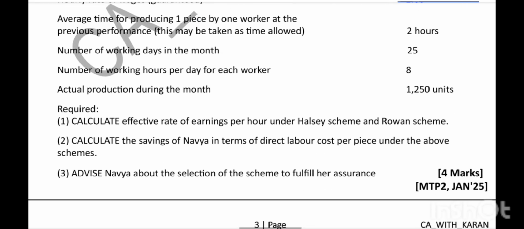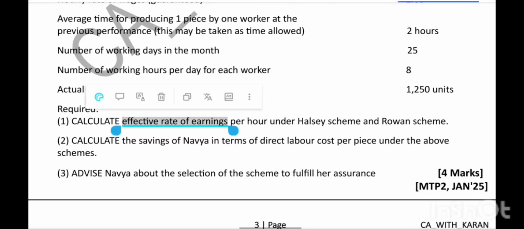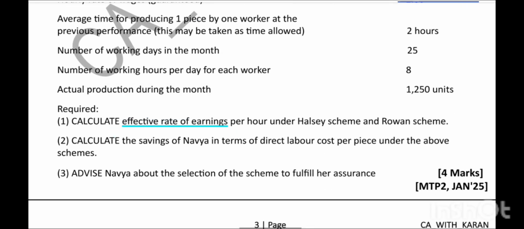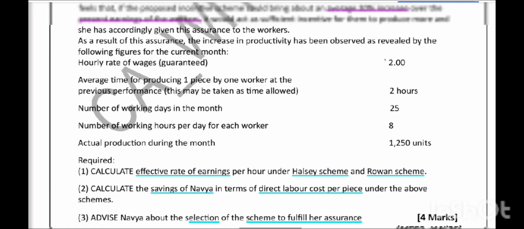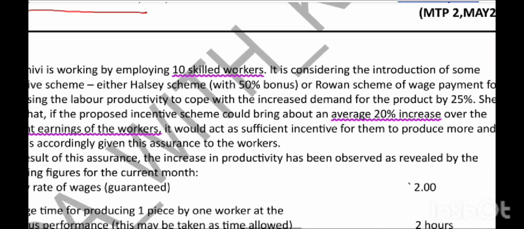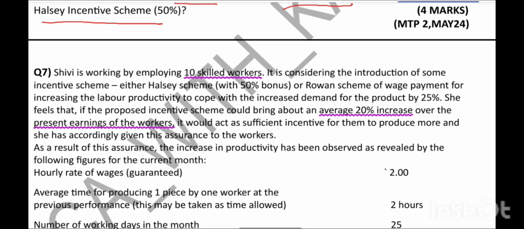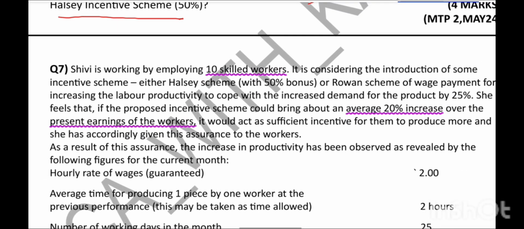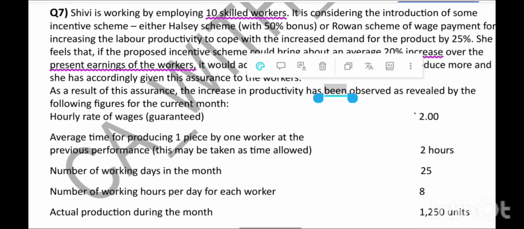So required, we need to calculate the effective rate of earnings per hour under Halsey scheme and Rowan scheme, and calculate the savings of Navya in terms of direct labor cost per piece under the above schemes. Okay, and advise Navya about selection of scheme to fulfill her assurance. What's the assurance she has given? Average 20% increase in wage rate over the present earnings. So whatever the present earnings are, they're going to get 20% more. So this is the assurance she has given.